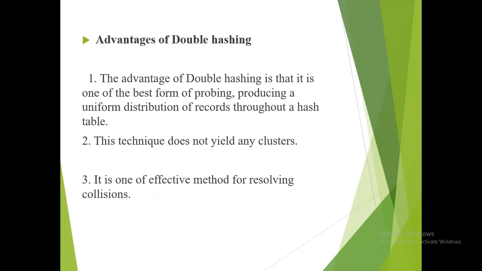Advantages of double hashing. The advantage of double hashing is that it is one of the best forms of probing, producing a uniform distribution of records throughout a hash table. Next, this technique does not yield any clusters. Third, it is one of the effective methods for resolving collisions.